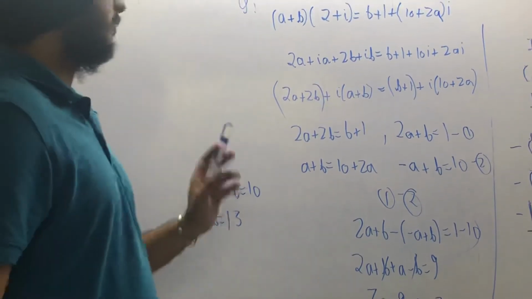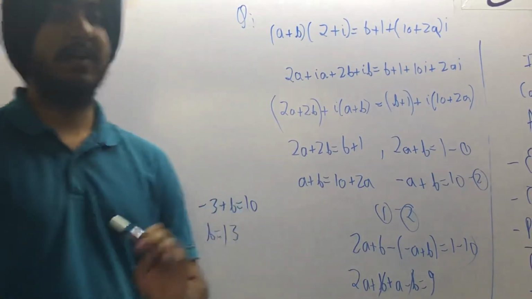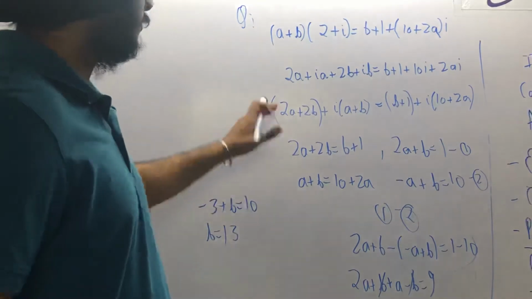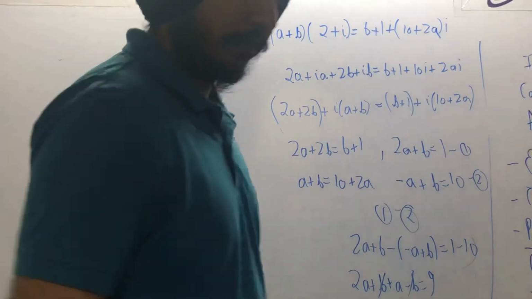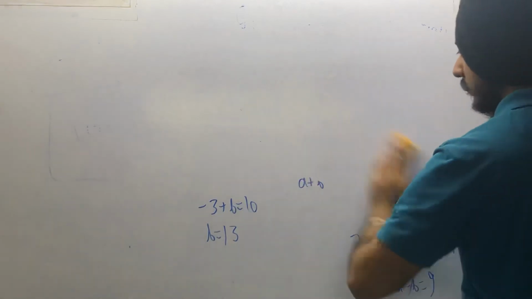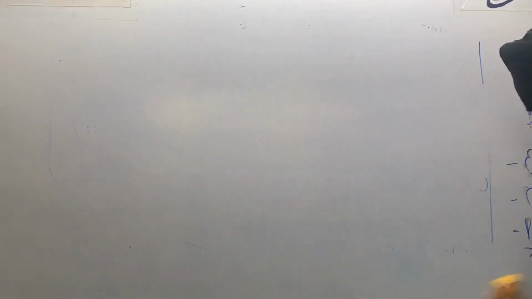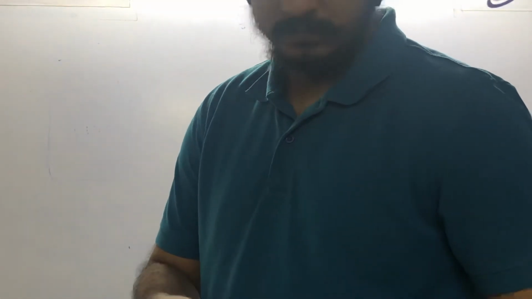See, in these questions, the first basic thing that you have to do is separate the real and imaginary part. After that it is very easy. Okay, just make it in this form, x plus iota y. Then your question will be very easy to solve. Okay, next question.